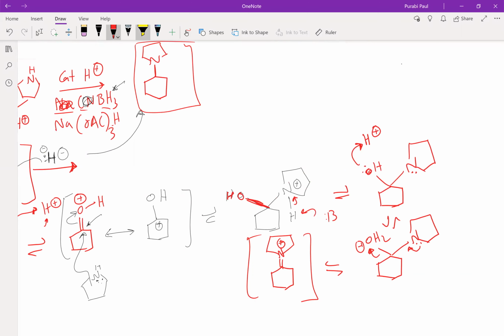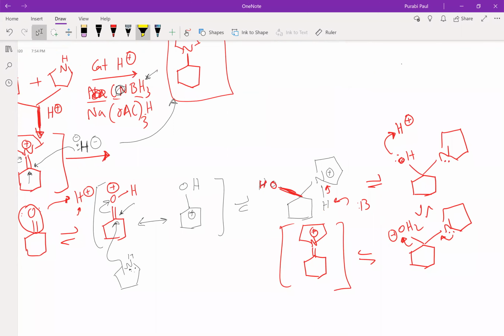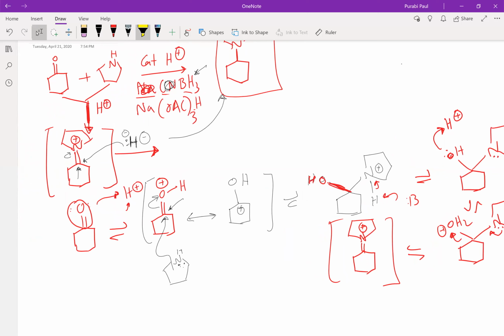Now you guys might be asking, why do we use sodium cyanoborohydride? Why can't we use our good old friend sodium borohydride or our best friend lithium aluminum hydride, right? The problem is that both lithium aluminum hydride and sodium borohydride like to reduce aldehydes and ketones. So if you were to put either of those in the pot when you're running this reaction, before the ketone or aldehyde and the amine react to form the imine or iminium, it will reduce the ketone or aldehyde.